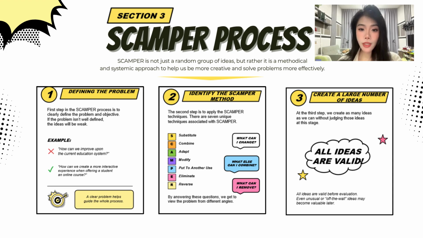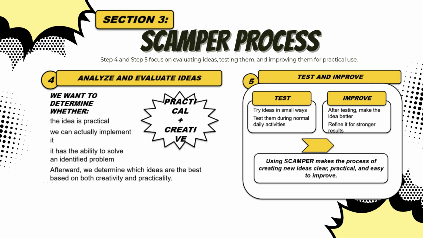Step 3. Create a large number of ideas. At the third step of the SCAMPER process, we need to create as many ideas as we can without judging those ideas at this stage. All ideas are valid prior to the actual judgment process. It's also important to note that even if an idea seems very off the wall, it will likely prove to be valuable at the end of the process.